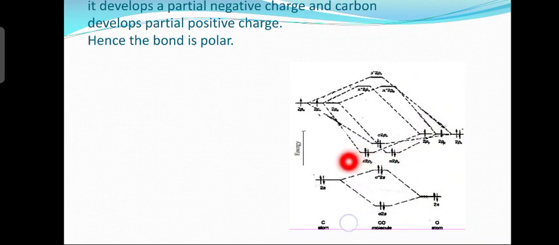The lower bonding molecular orbitals are pi 2px and pi 2py. This is sigma 2pz. And pi star 2px and 2py are vacant here. Similarly, sigma star 2pz is vacant. So this is the molecular orbital diagram.